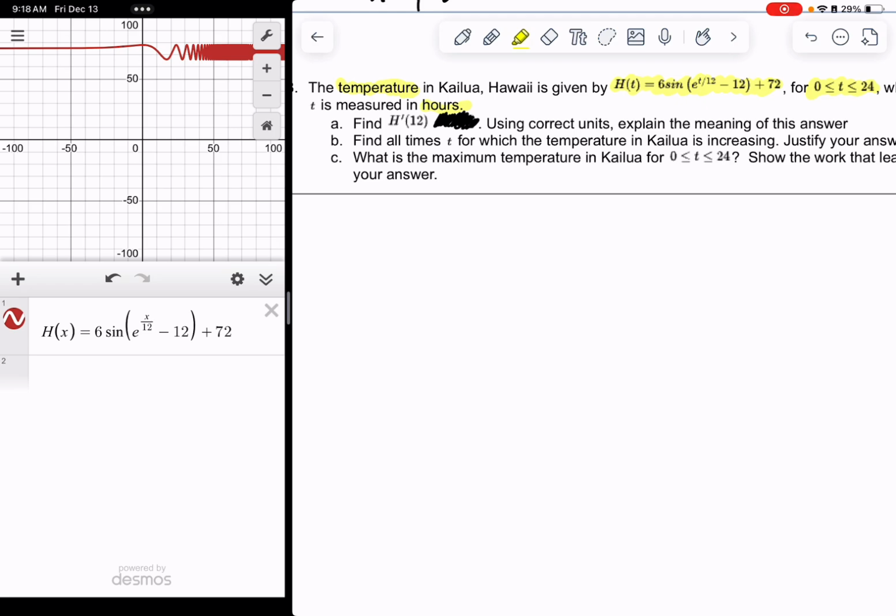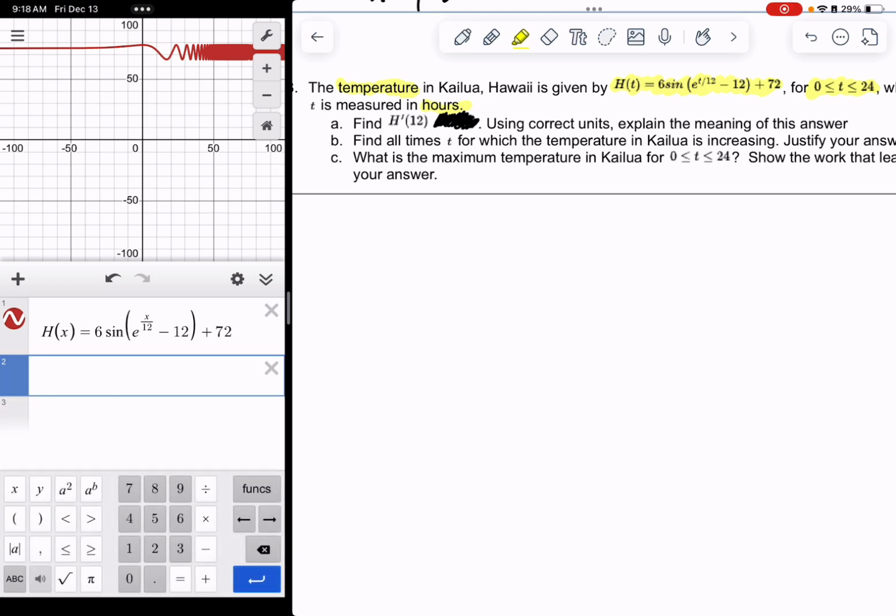So we also have this piece of information that gives us our interval, 0 less than or equal to x, less than or equal to 24. Oh, let's not put that in parentheses. We'll just keep it open. And that gives us our zone to zoom in on.